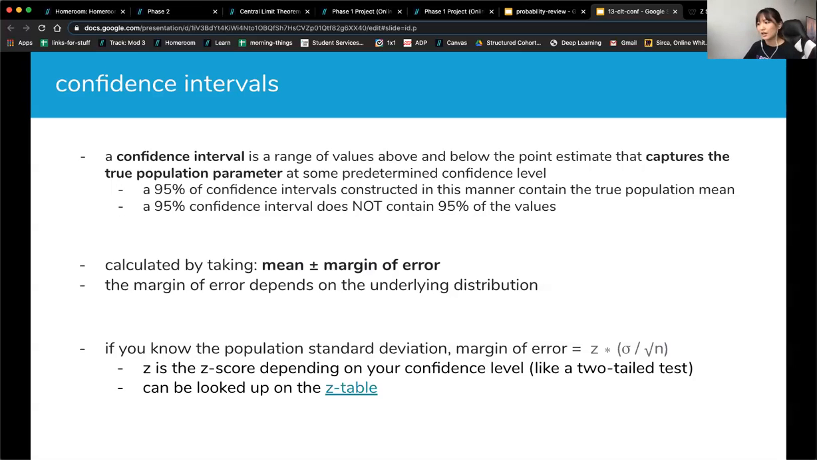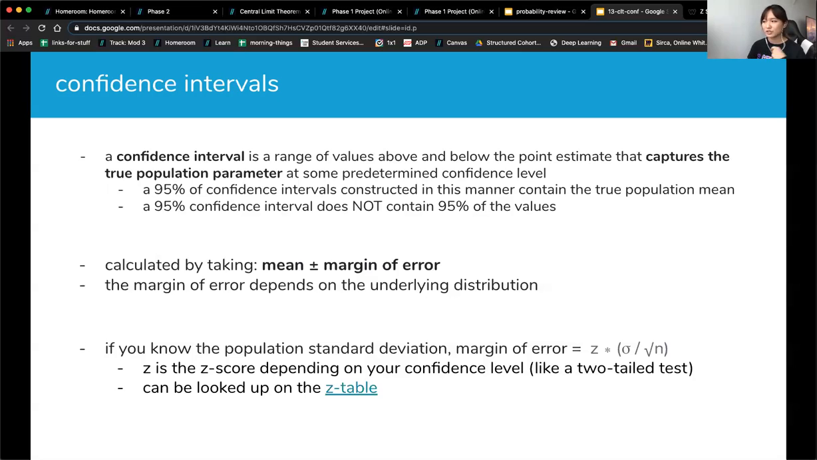Basically, those are ranges of values above and below a point estimate. A point estimate is just a parameter like the mean or standard deviation. And it does capture the true population parameter at some predetermined confidence level. So a definition for that is you decide on how wide or narrow you want your confidence interval to be. Usually 95% because alpha is 0.05. I think it's because of that. A 95% confidence interval means that 95% of the confidence intervals that you construct will contain the true population parameter.